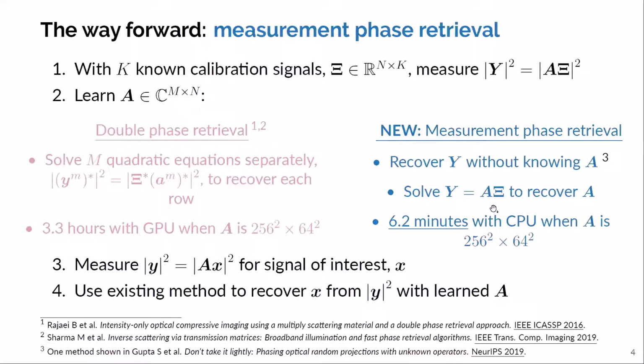And amazingly, we can actually recover capital Y without knowing A. We've done this before in a prior work, and we're going to show an even faster way to do that in the remainder of this talk. On a CPU, if we use measurement phase retrieval, we can calibrate a matrix of the same size in 6.2 minutes, while the GPU took 3.3 hours.